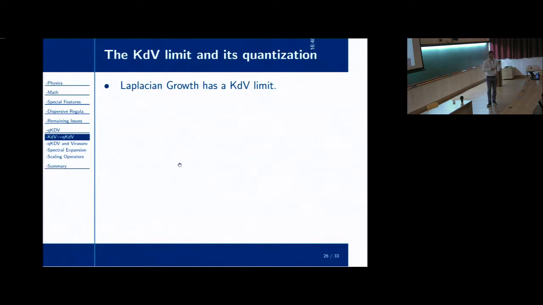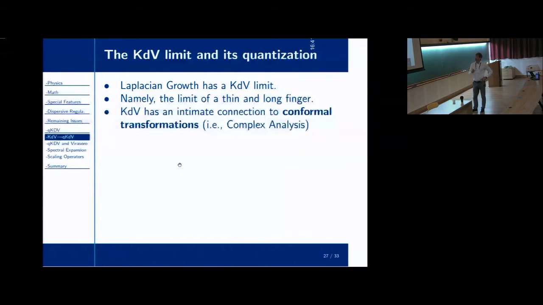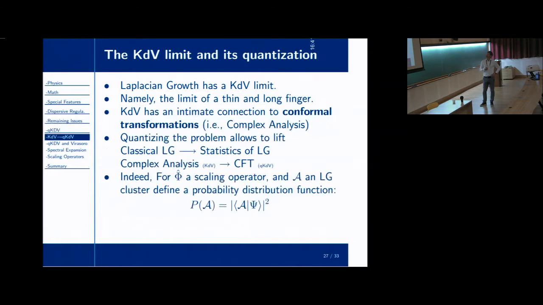So the Laplacian growth, first of all, as I've mentioned, has a qKdV limit. If we take a droplet and look at a certain part of it, which is very long and thin, that part of it is described by qKdV. It's a certain limit. We said that the whole droplet is described by the two-dimensional Toda lattice. But the two-dimensional Toda lattice has a limit in which it becomes qKdV. And this corresponds to zooming in on a part of the droplet which is very sharp, very narrow and long. And qKdV has an intimate relation to conformal transformations. This is why this limit may seem appealing.